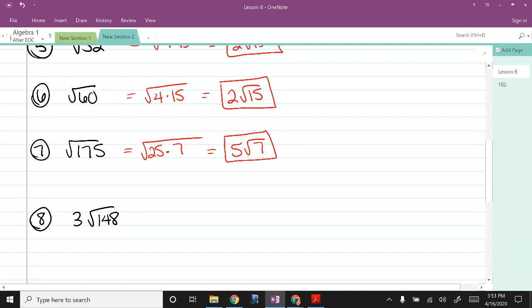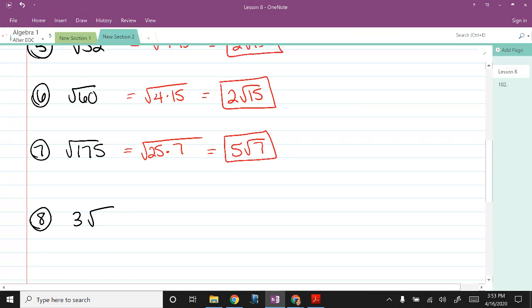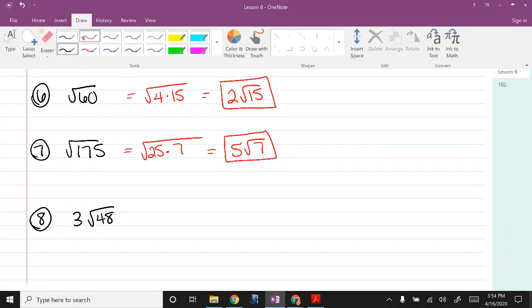3 radical 148. I meant for that to just be 3 radical 48. So let me fix that problem. I'm sorry, I miscopied from my notes on my paper to my screen. Let me say I didn't think about 148. So sorry about that, my friends.